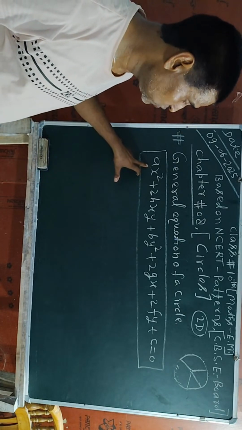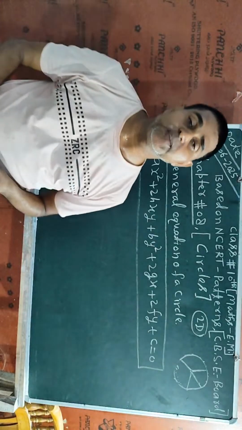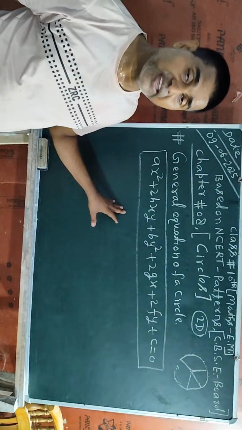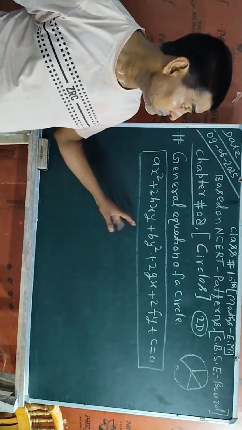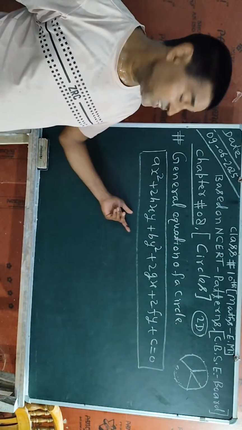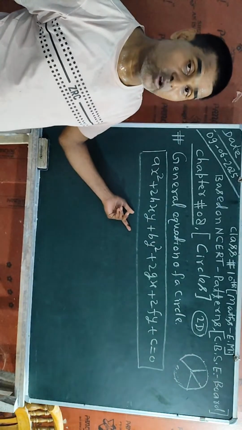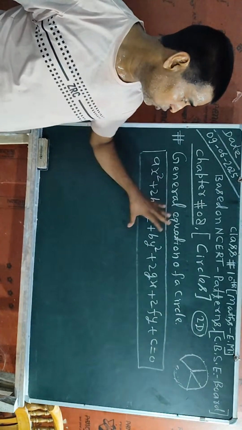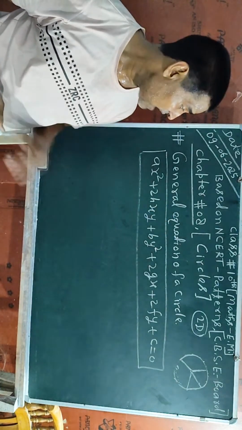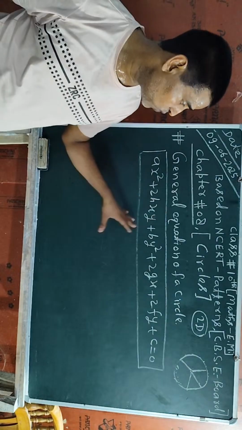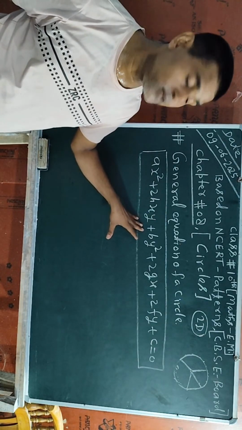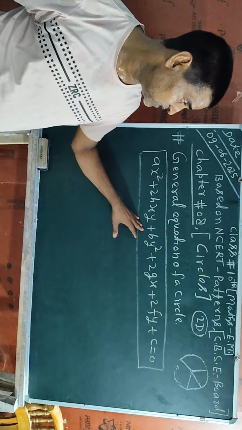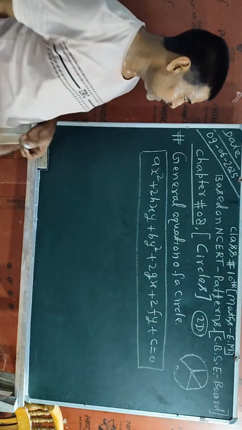So from this equation I can explain the concept of point, straight line, pair of straight lines, circle, parabola, ellipse and hyperbola, and also rectangular hyperbola. All the information which I have explained, I can explain with the help of this general equation in two variables x and y.